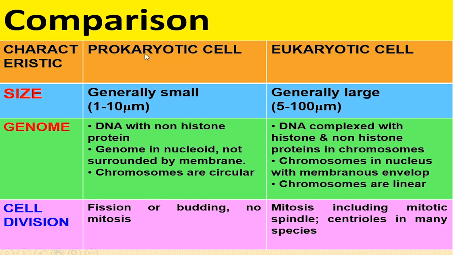Then cell division: prokaryotes can divide by the process of fission, budding, or no mitosis. But in eukaryotes, you will find mitosis and meiosis, with specific assembly of centrioles, and different species can divide in their specific way. For example, spermatogenesis and oogenesis involve meiotic division, while normal healthy cells, such as blood cells and skin cells, divide by the process of mitosis.